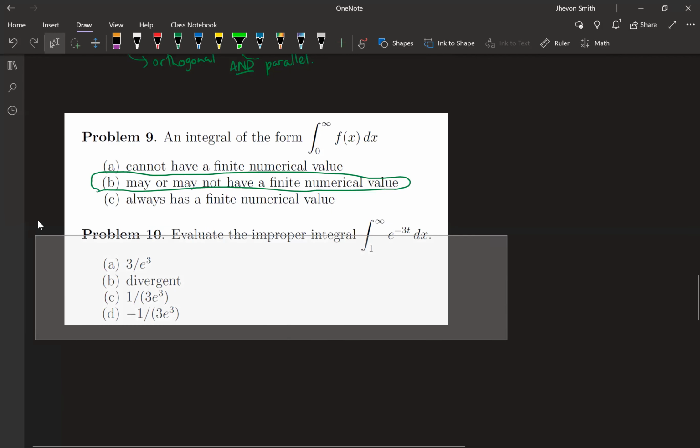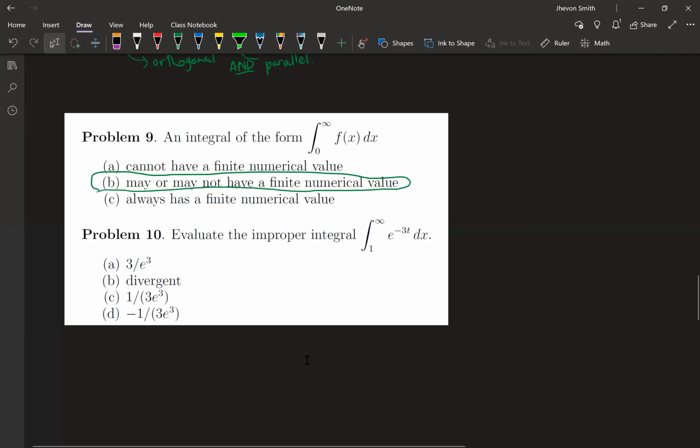What is this improper integral? Your intuition should tell you that it's not divergent. So now it's just a matter of actually computing it. That would be e to the minus 3t over minus 3 between 1 and infinity. Of course, if you plug in infinity, you get 0. Minus, you plug in 1, you get a third e to the minus 3. So that looks like C.